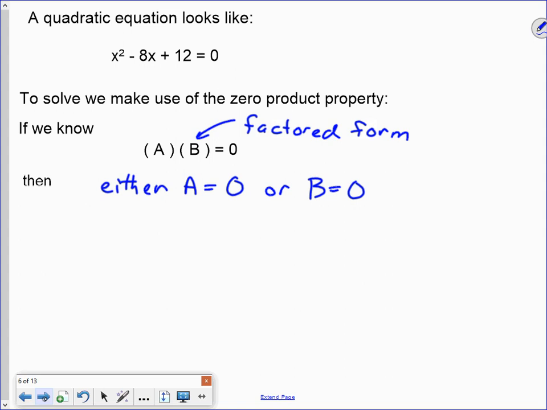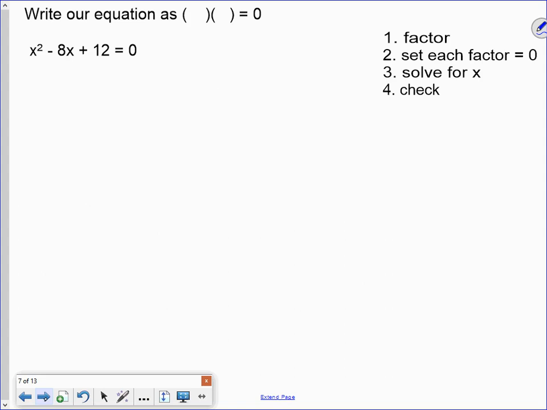So how does this work in practice? Well, let's say we've got x squared minus 8x plus 12 equals 0. We want to write our equation as something times something equals 0. Our first step is definitely we are going to factor this. And we know how to factor something like this. We are looking for two numbers here. This is a simple trinomial. We're looking for two numbers that multiply to give us positive 12, add to give us negative 8.